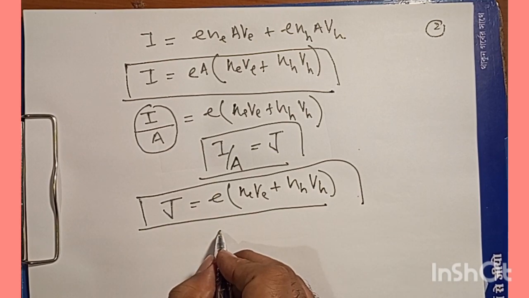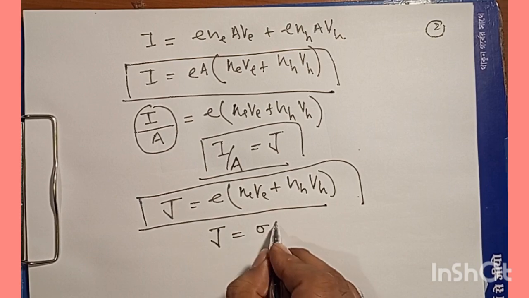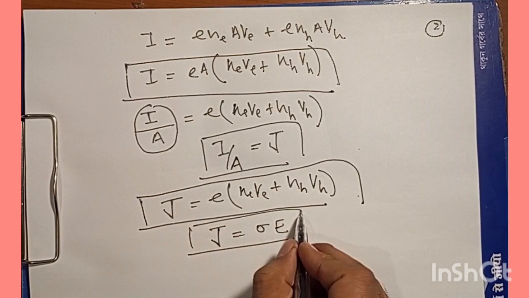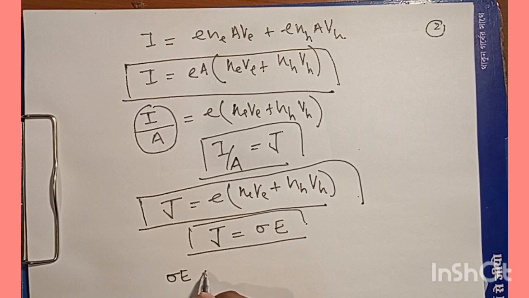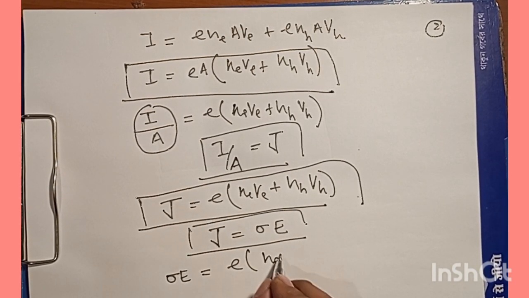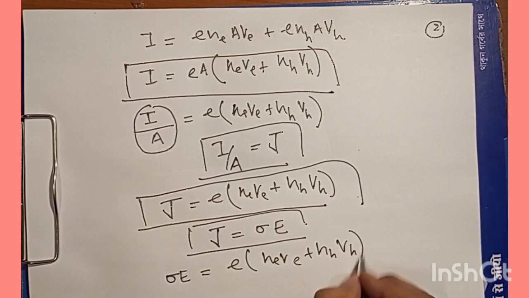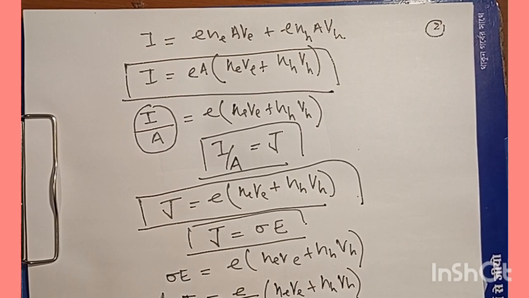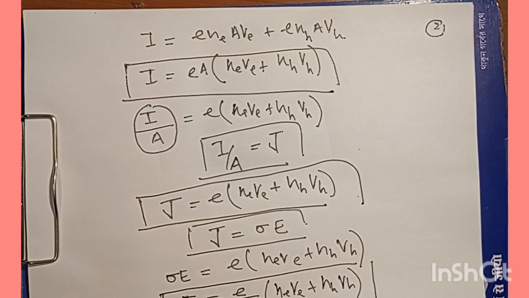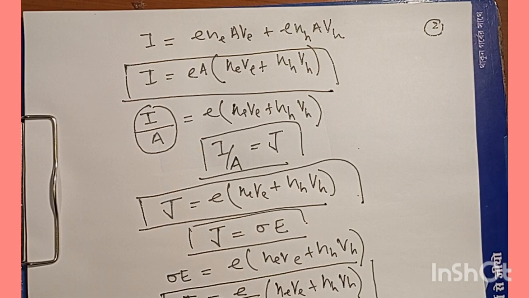We also know that this J is equal to sigma E. This is Ohm's law, right? So if I use sigma E for J here, I will have E times (N_e V_e + N_h V_h). So the conductivity, for which I'm interested in having an expression, will be e by E times N_e V_e plus N_h V_h. I think up to this point, things are clear, that we are calculating the conductivity of these intrinsic semiconductor materials.